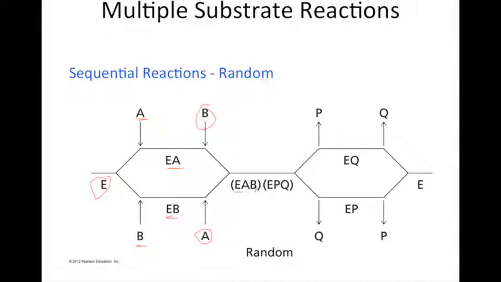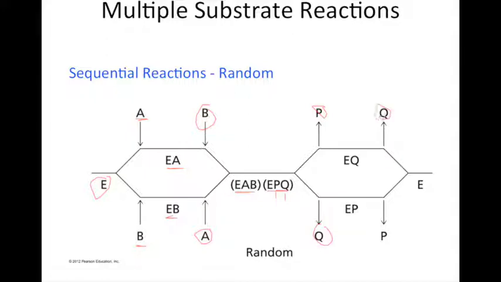Ultimately, we end up with an enzyme EAB complex, so the enzyme is bound to our two substrates. The enzyme then converts the substrates into products. Let's call one product P and the other Q. So we have this enzyme-product complex, and then it can release the products in either order. It could release product P first, or it could release product Q first.